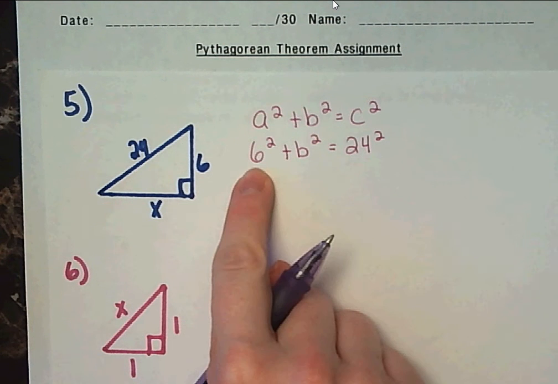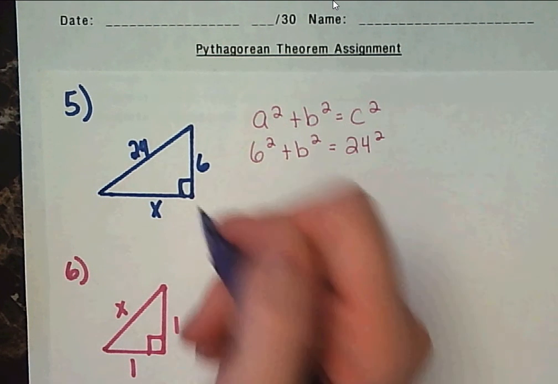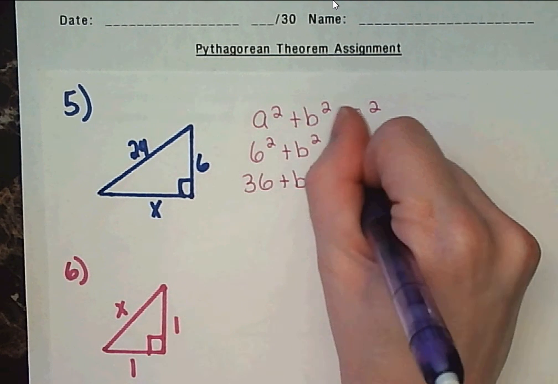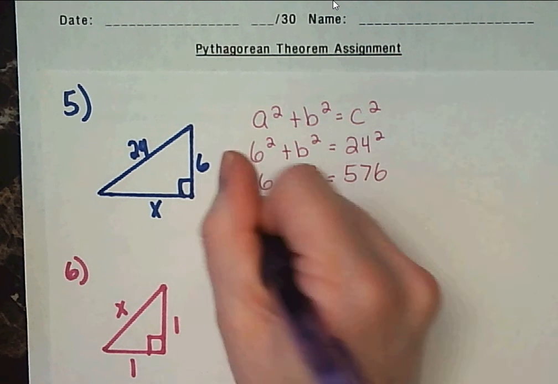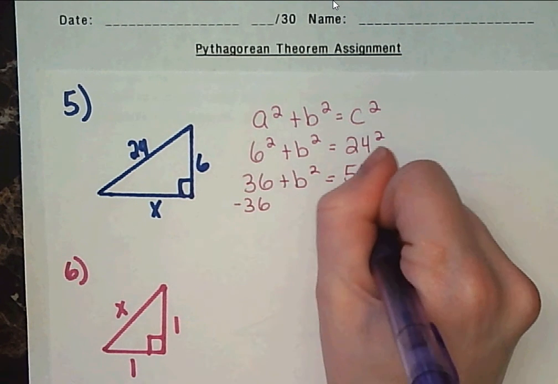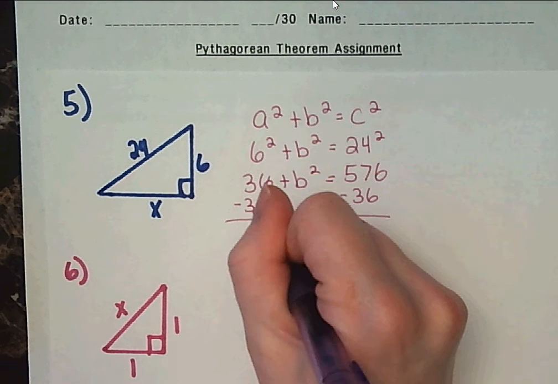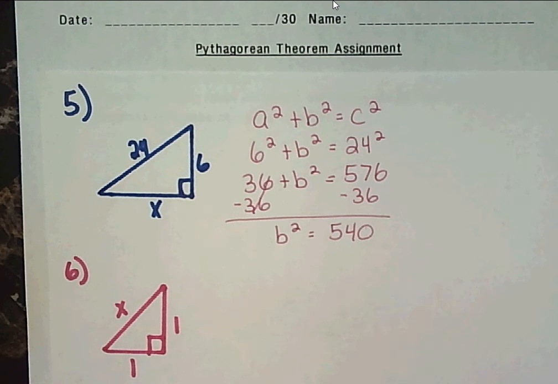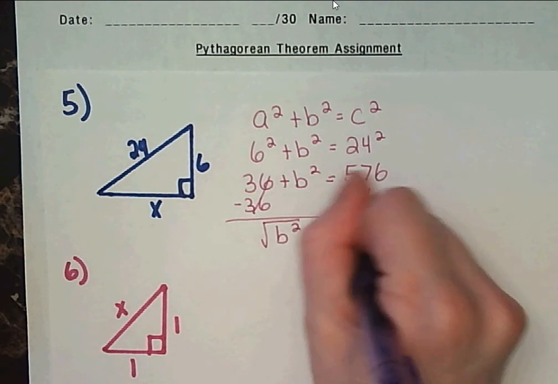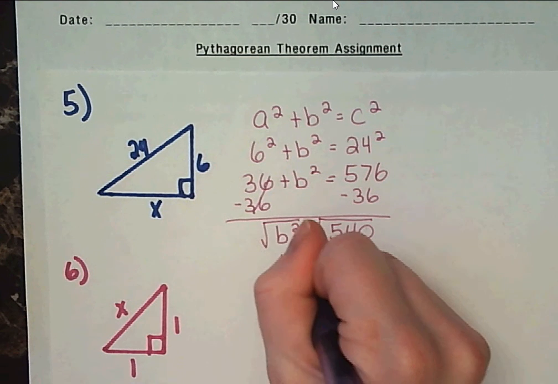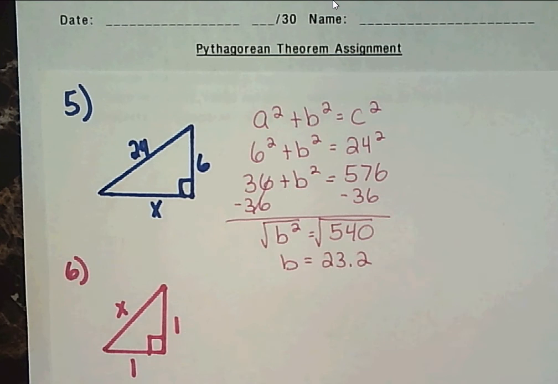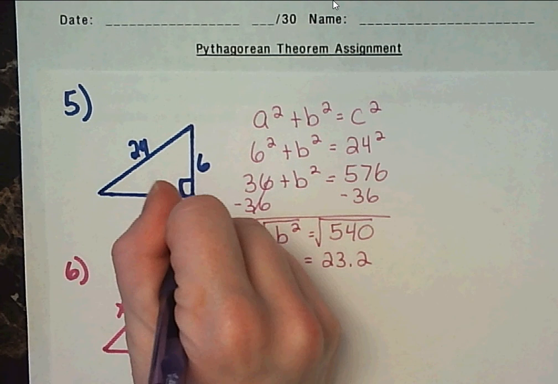Now it doesn't matter if you're missing a squared or b squared because it means the same thing. So we have 36 plus b squared equals 576. We could subtract that 36 to get b squared by itself. So now we have b squared is equal to 540. And do you remember what the last step should be? It should be to take the square root to get our variable by itself. So b should be equal to 23.2. We take the square root of 540. Okay, 23.2.